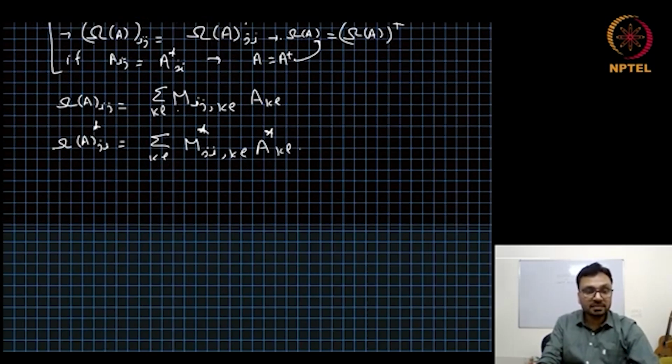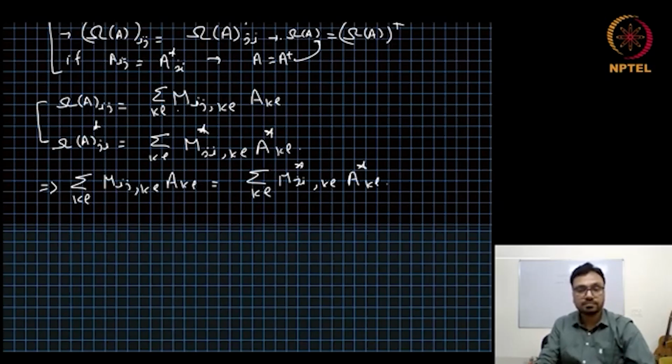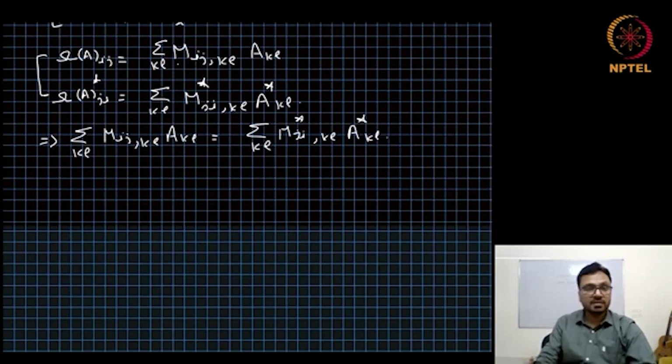And Hermiticity: if omega is a Hermitian map, then these two conditions are the same. So we get sum over KL of Mij KL AKL equals sum over KL of Mji star KL A star KL. But these two conditions are the same only if A is the Hermitian operator. So AKL is equal to ALK star.